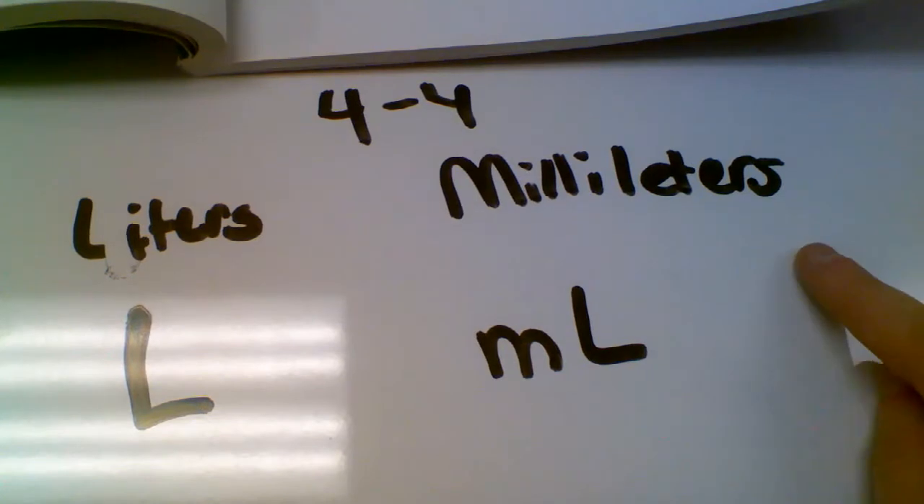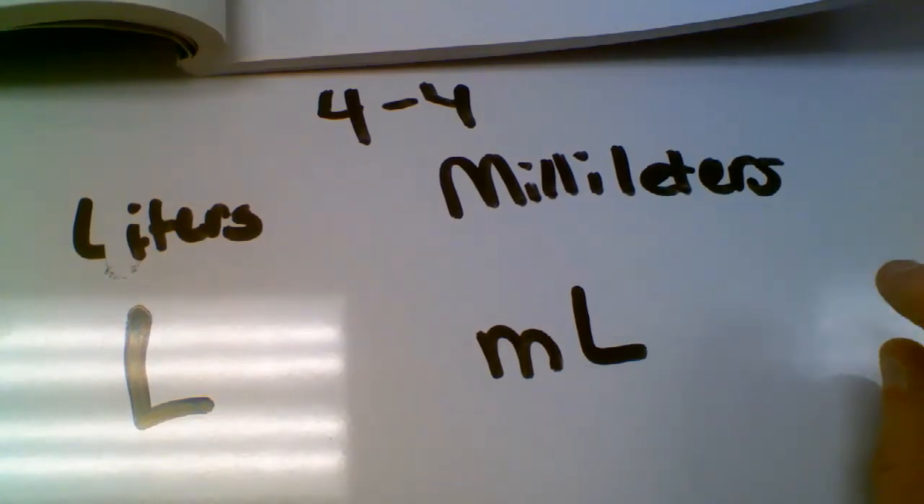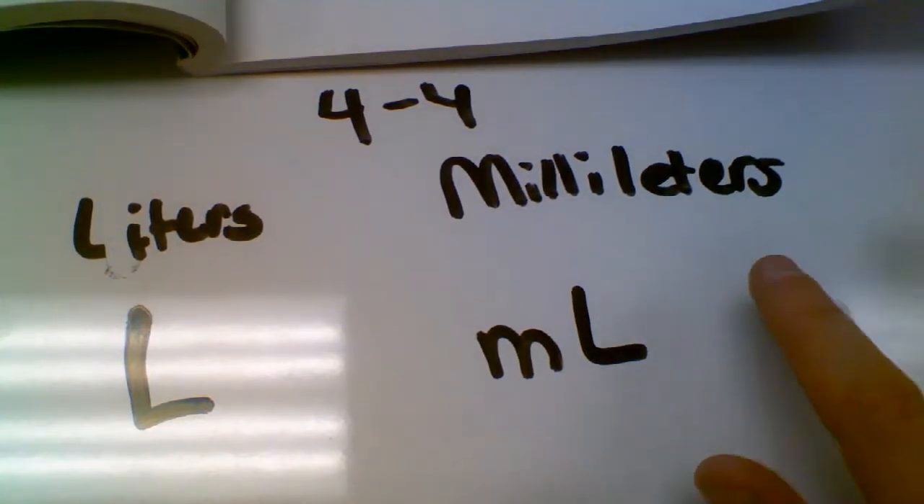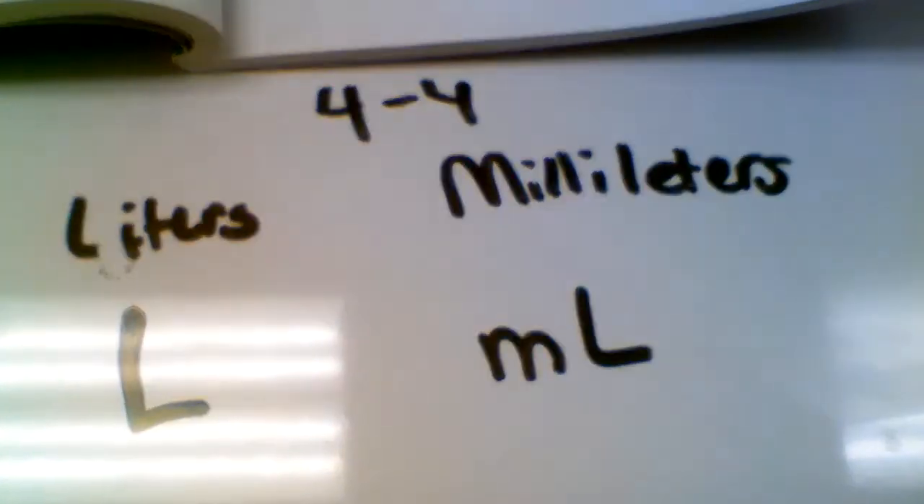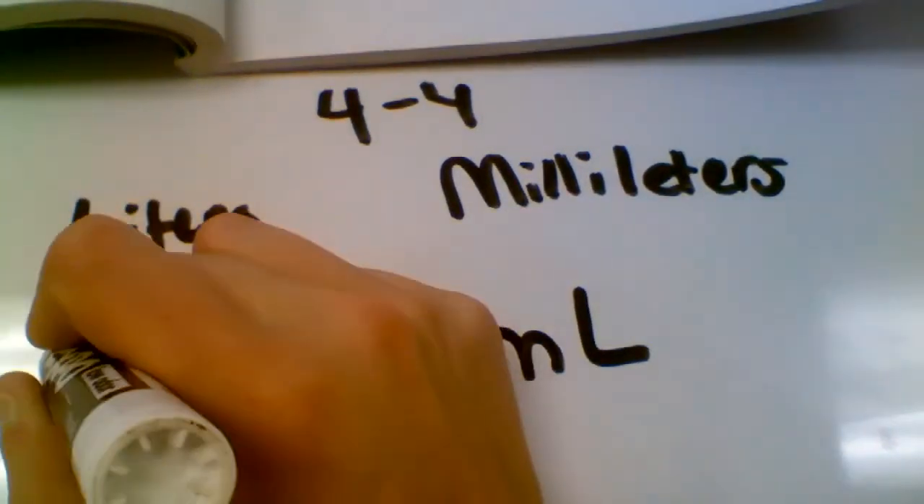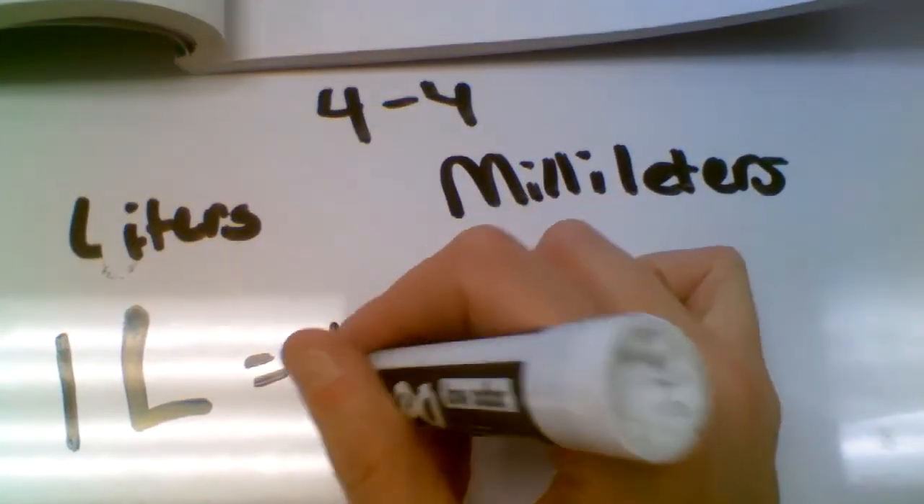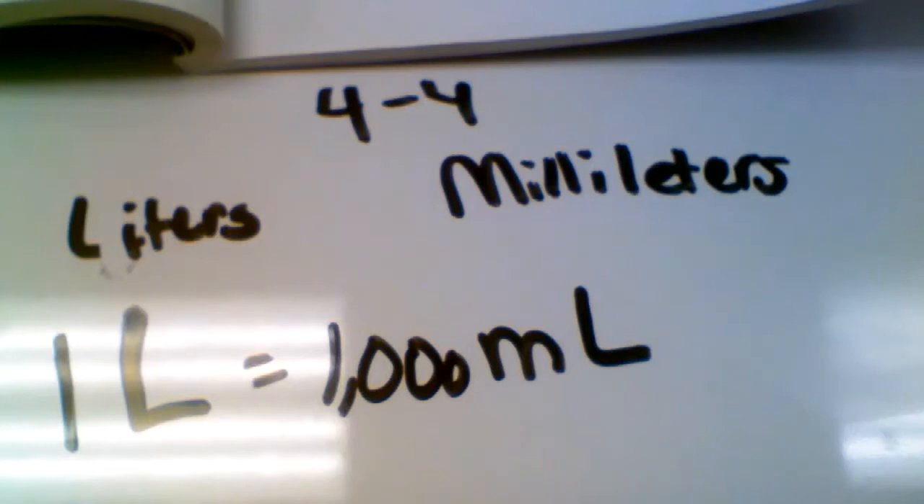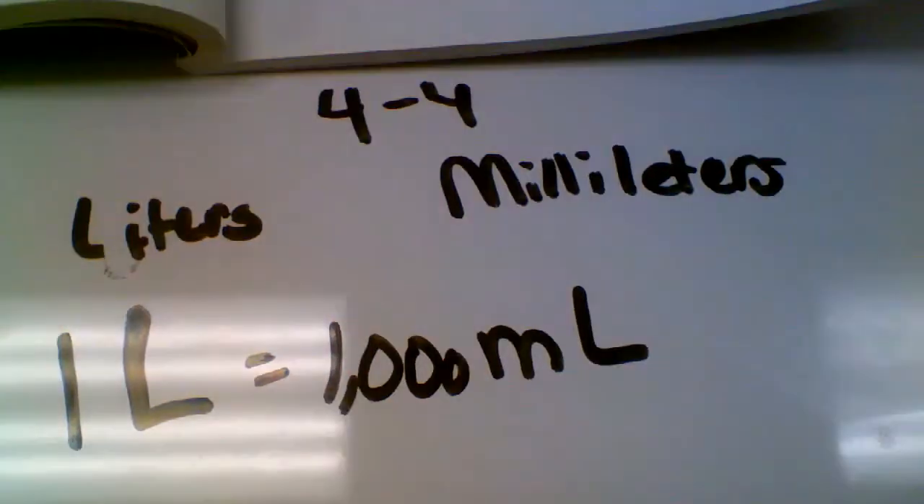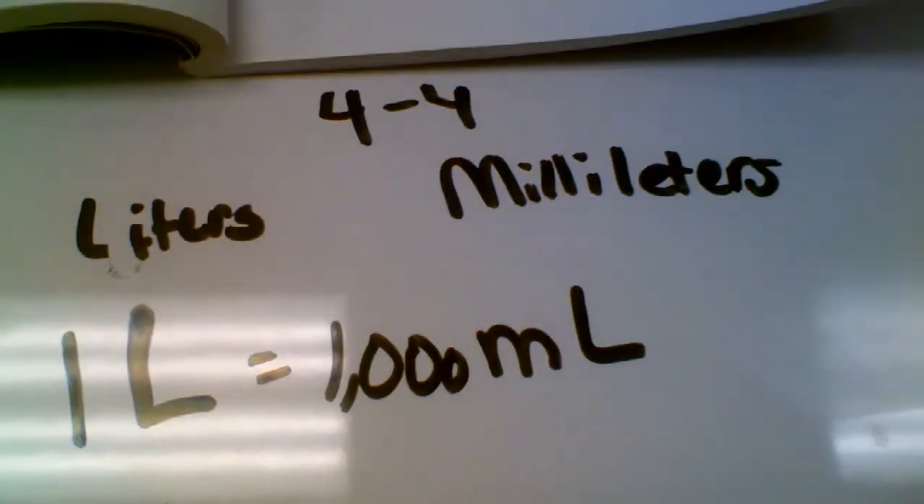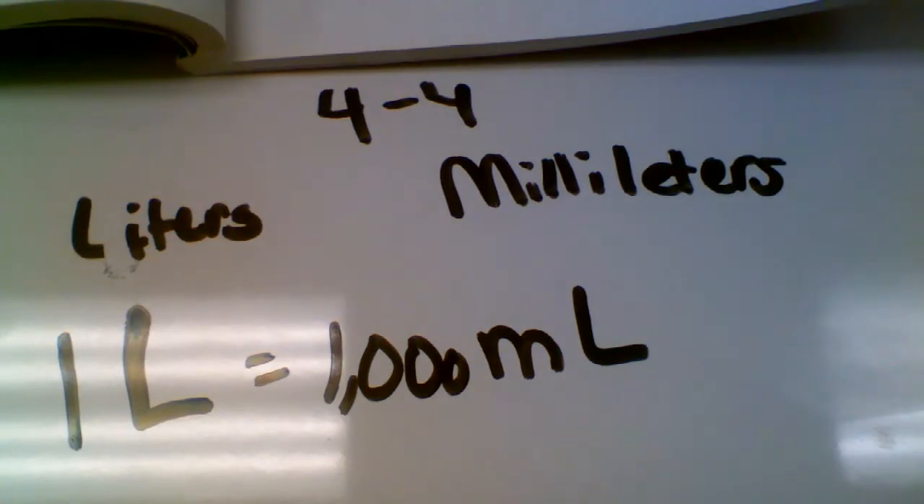And milliliters are even smaller than liters. For every 1 liter, there are 1,000 milliliters. And when we think of liters, we think of liquid measurement, okay? So right now I'm on page 114 in my math journal. Please join me.